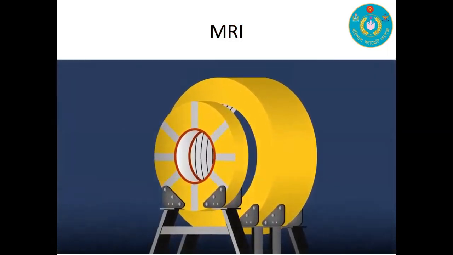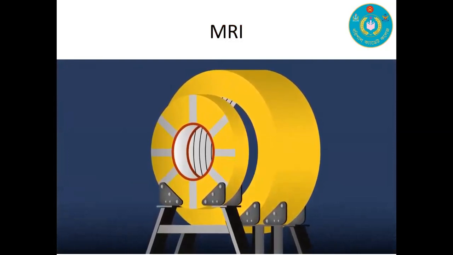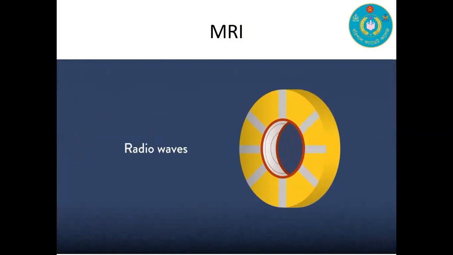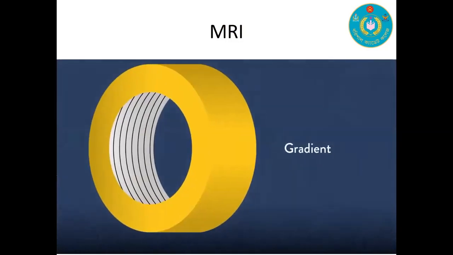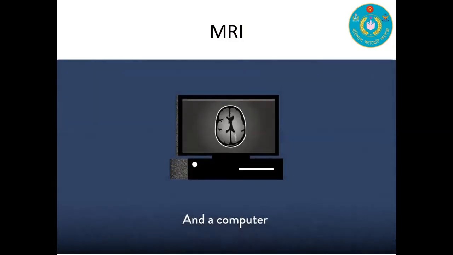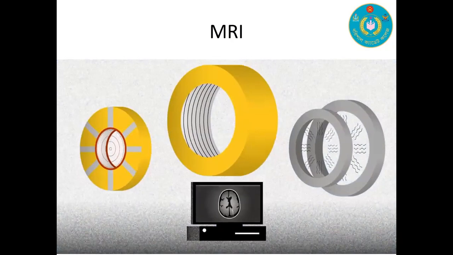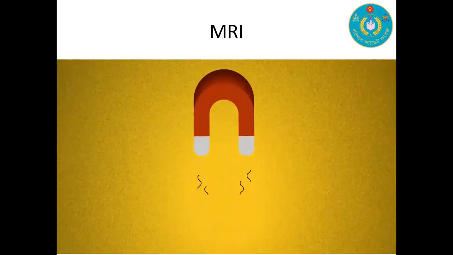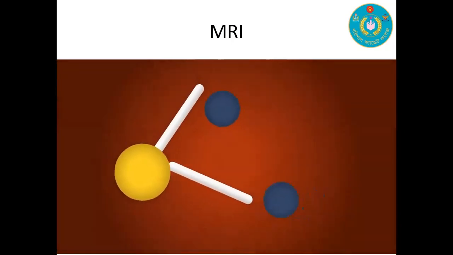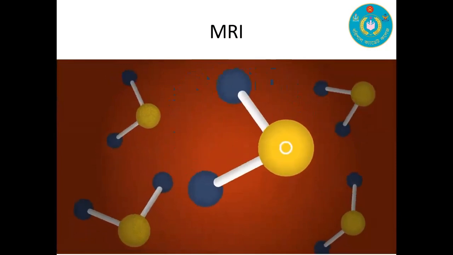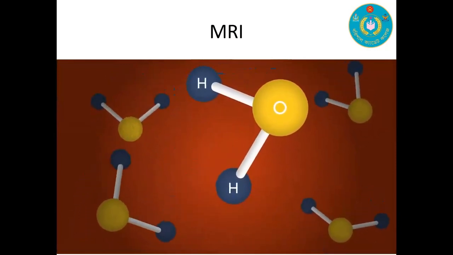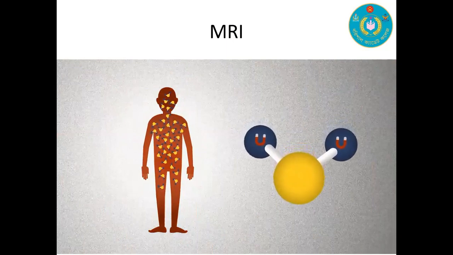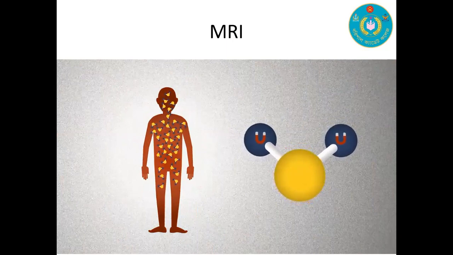By using a moving picture, we're going to discuss MRI, that is magnetic resonance imaging. We have different parts like radio waves and gradient, and by using all these, we get an image by using a computer. Almost 70% of the human body is water, which means water is present in almost all organs of the body. Each molecule of water contains hydrogen, and the nucleus of hydrogen is a proton. When a strong magnetic field is applied, the protons are aligned in the direction of the magnetic field.